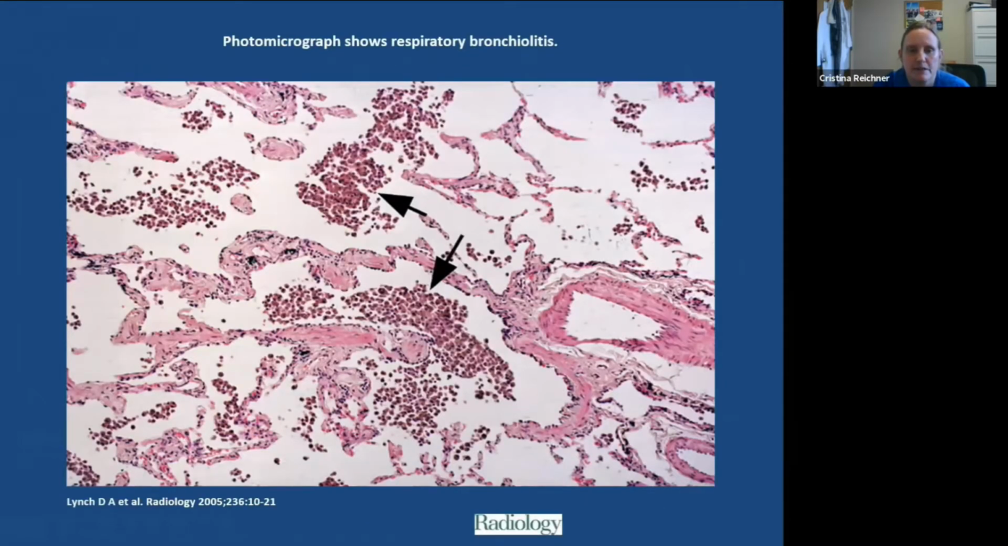This is a close-up of these. Again, so this is probably a normal alveolus here. You can see it's nice and thin. And here you can see that it's thickened, so there's some interstitial disease, and then these pigmented macrophages.